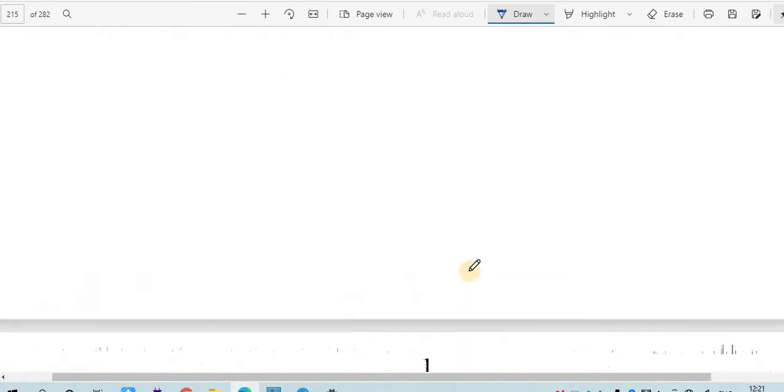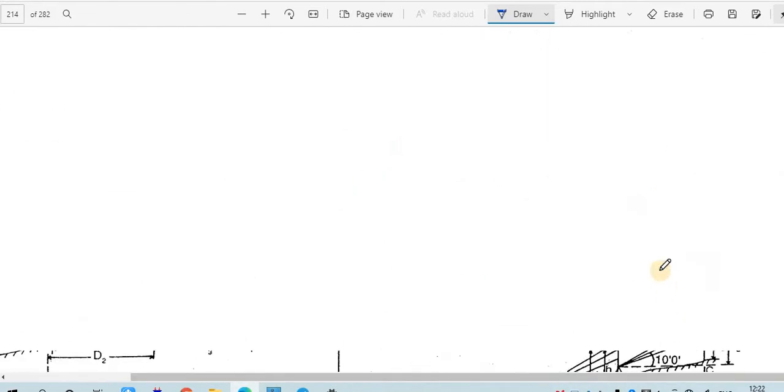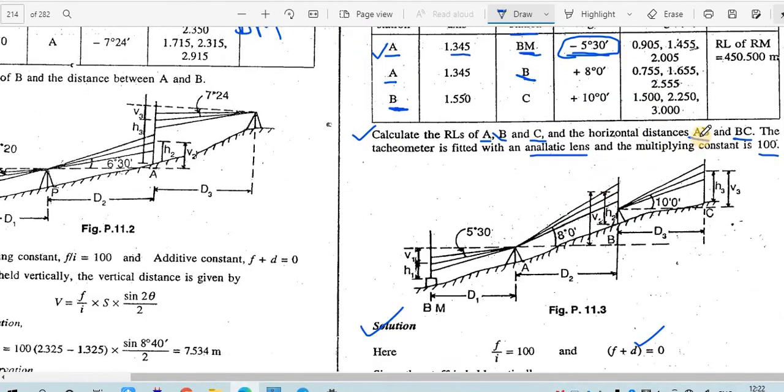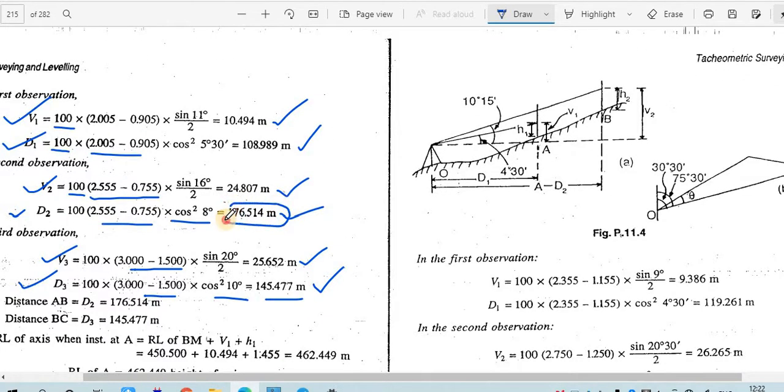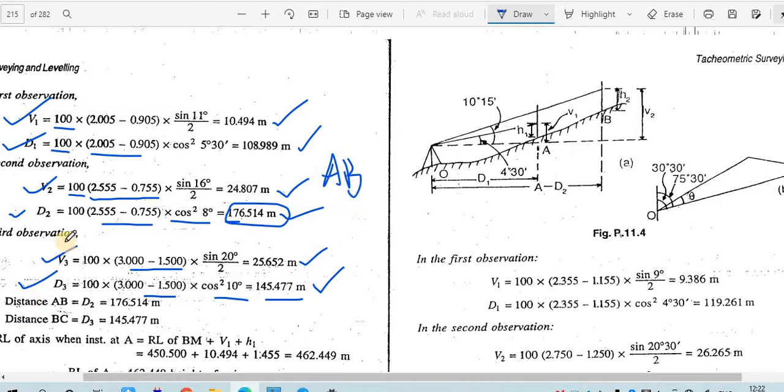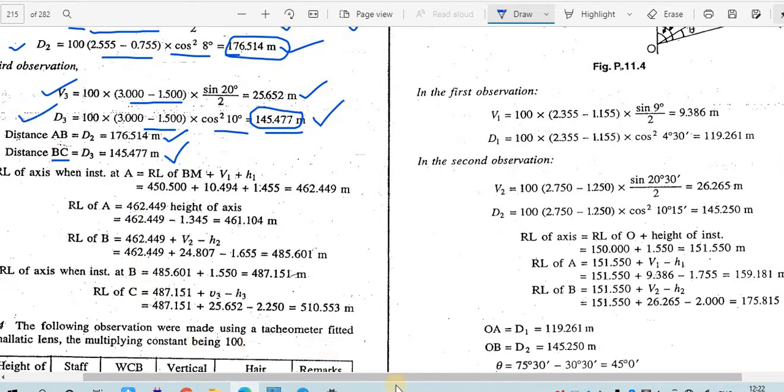Now let's see what we needed to calculate. Initially, the distances were required. Since we have calculated the observation from A to B and also from B to C, the distance from A to B comes out to be 176.514. We have also made the observation from B to C, which gives the distance between B and C. So these two values, the horizontal distances AB and BC, we have already calculated.